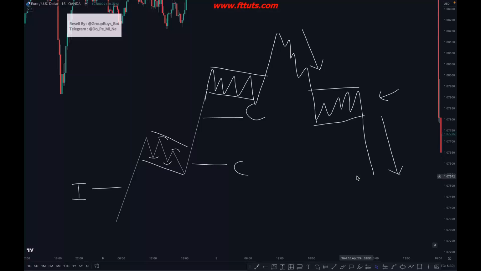Impulse means when big players are buying, that's called impulsive. This is a very simple way to understand it. And when small players like you, me, and other retailers are buying and selling around a specific point, they create a correction. So simply, you need to understand what impulse and correction are.